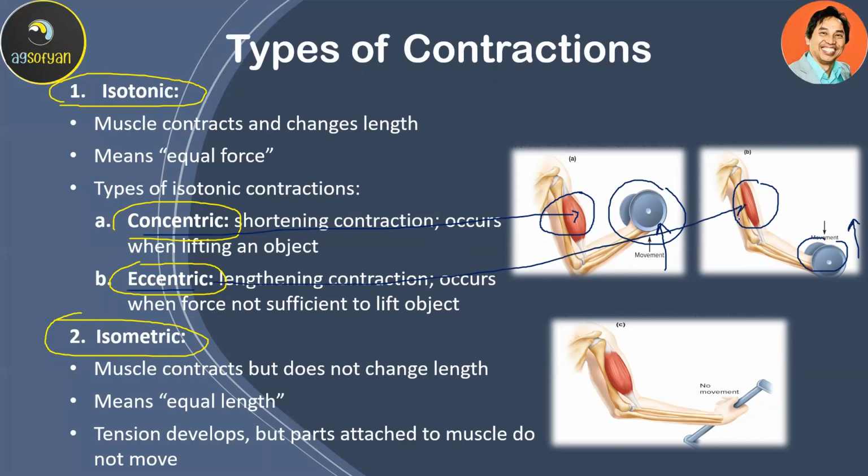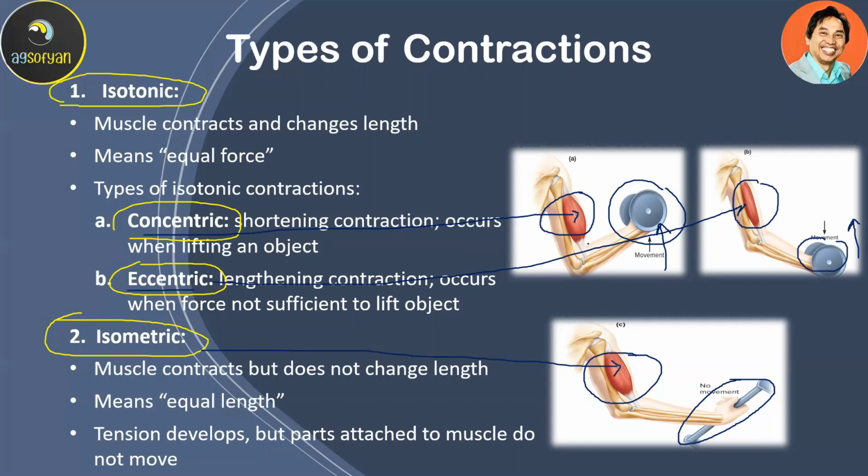Okay, eccentric. The last one is isometric. It means that we actually keep something in our hand without moving it, but our muscle will contract actually. So keep these things in place. This is what we call the isometric contraction.